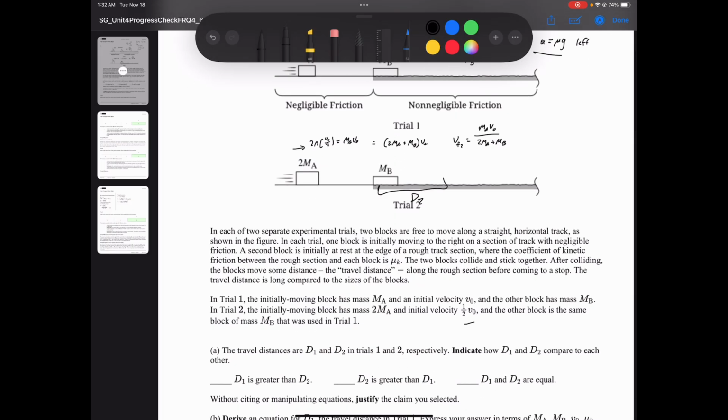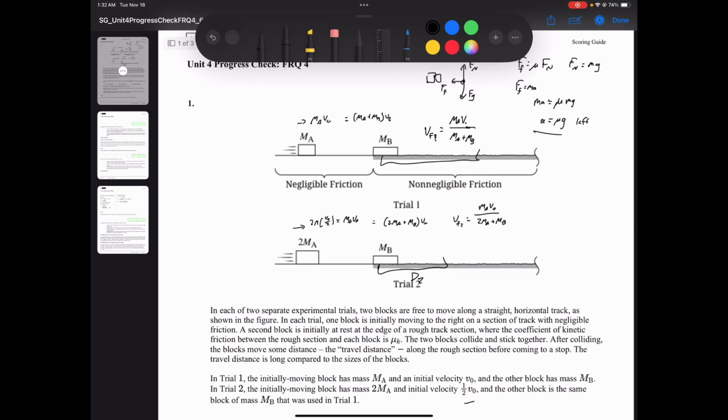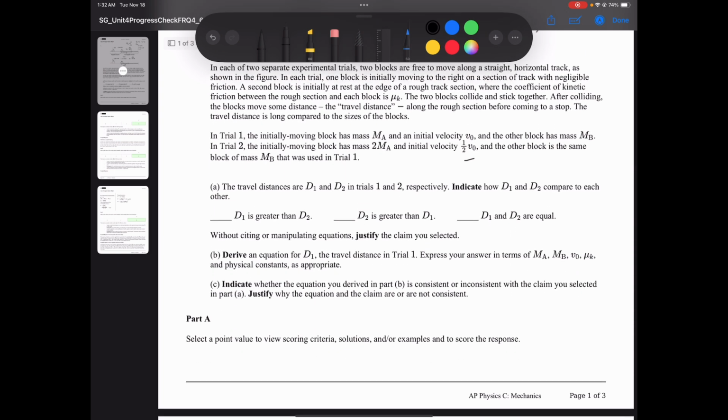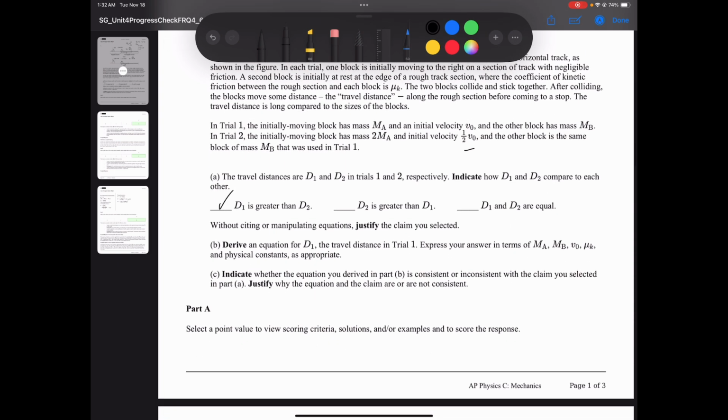So D2 is going to have to be less than D1. D1's going faster, right? So trial 1, the final velocity after they collide and stick together is going to be larger. Therefore, it's going to go further for trial 1 versus trial 2. D1 is greater than D2. That's the answer to that one.